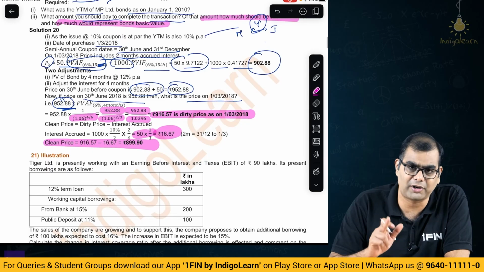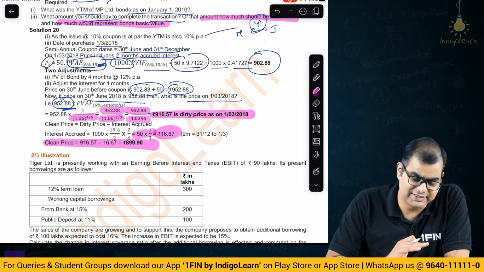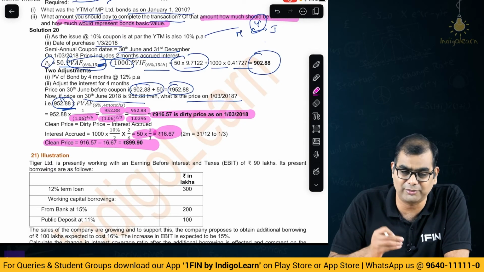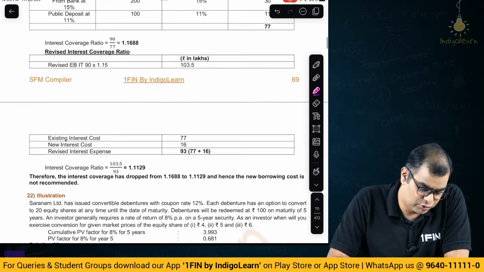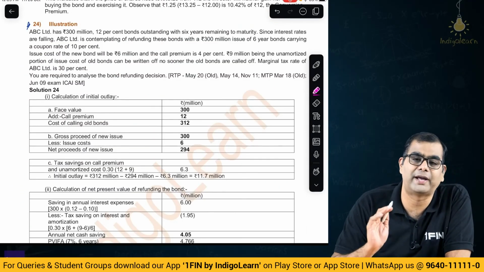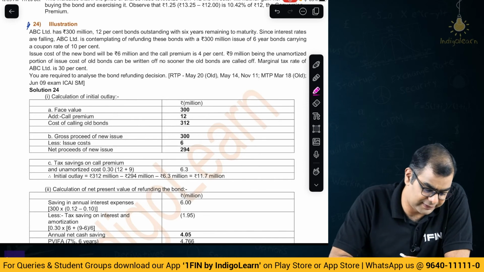I think it is very similar to the problem that we solved when I was trying to explain. It's a very simple concept, just that you have to be careful of what you are doing. Let us move to the next problem. This is a good type of question. These kinds of questions have come up multiple times.